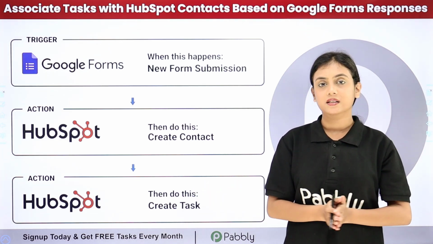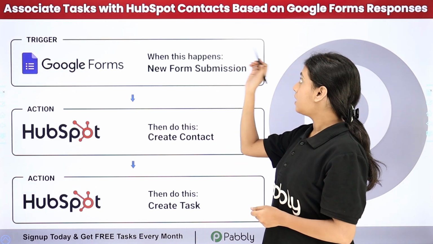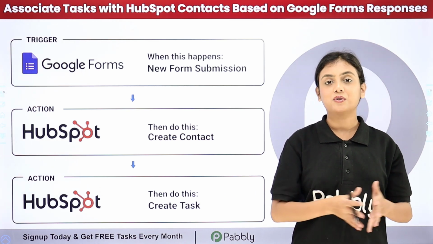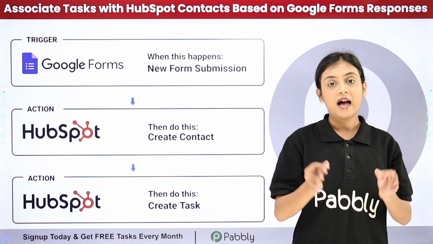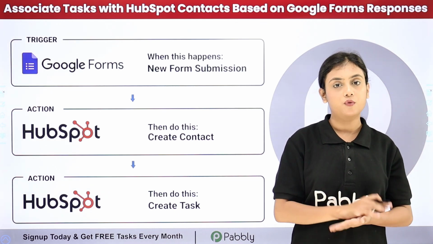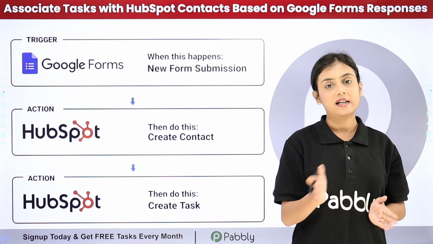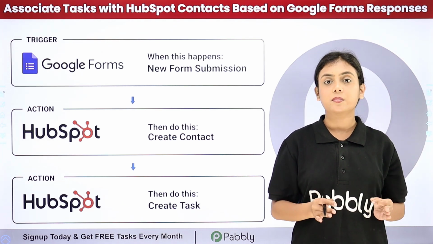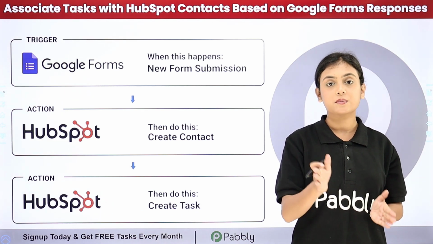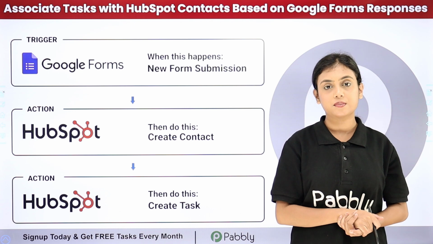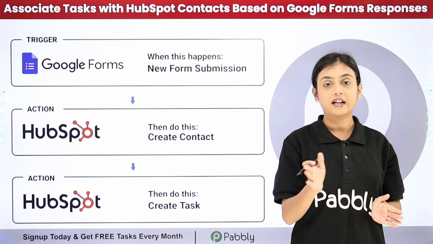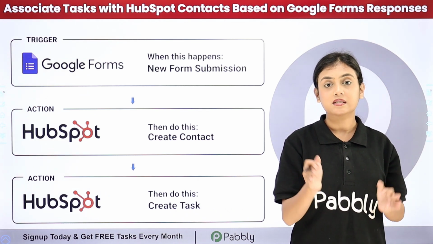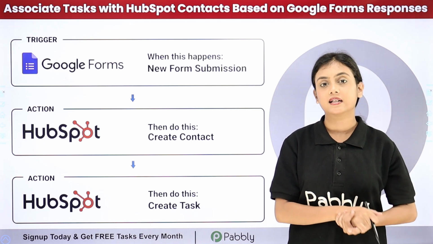In this video we're going to learn how to associate tasks with HubSpot contacts based on Google Forms submission. So I am an owner of a digital marketing agency and I've created an inquiry form with the help of Google Forms, with the help of which all my clients and customers are going to forward the inquiries that they have. So here my objective is that as soon as the form submission is done by any of my clients or customers, I want to create that client firstly as a contact in my HubSpot account, and with that I want to associate a task with that contact of the inquiry that the client has raised.